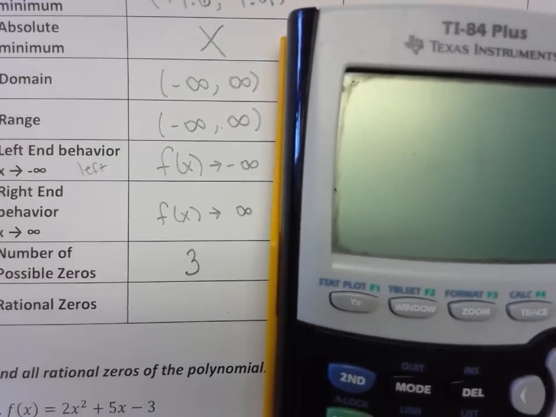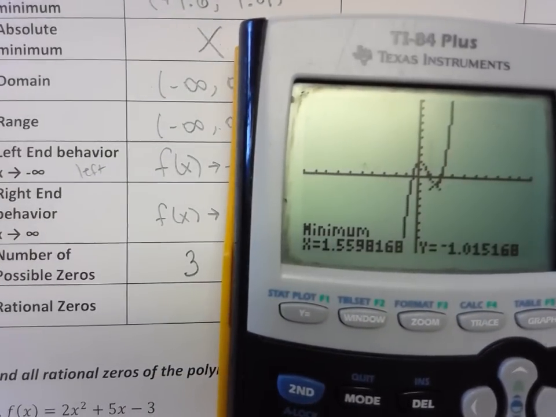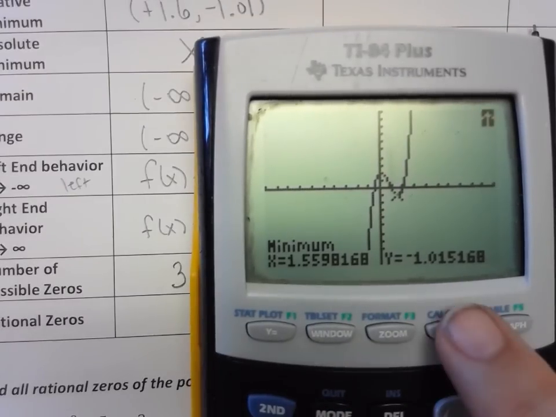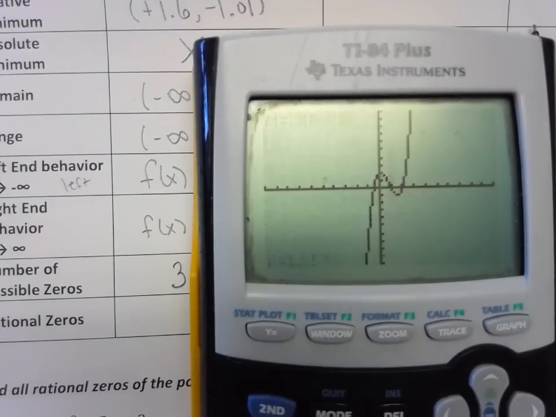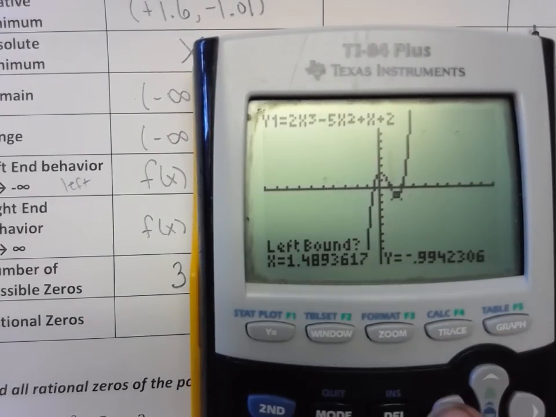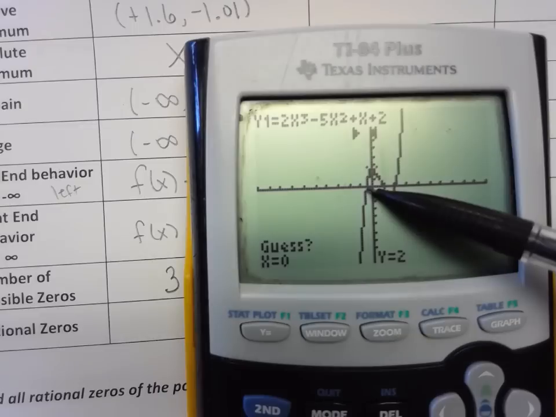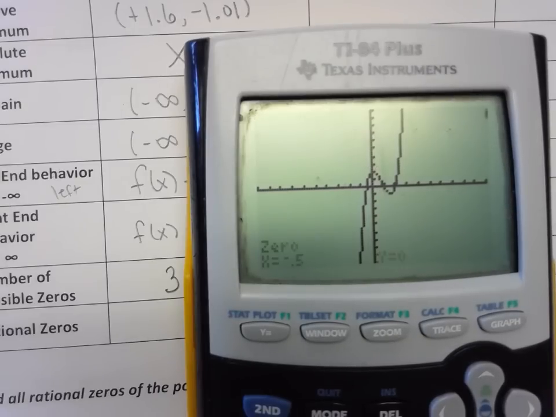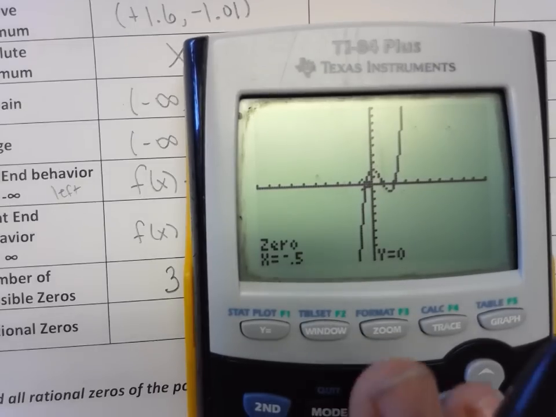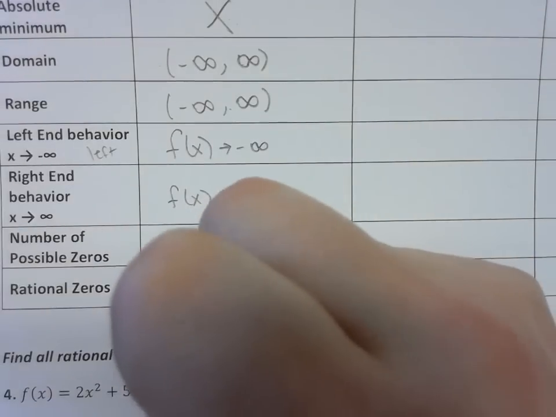So to find our zeros: second trace, 2 for zeros, left bound. If I'm trying to find this one over here, it's about right here, so I'm going to choose -1. -1 is definitely to the left, and 0 is definitely to the right. Notice that I'm looking at this point right here. Enter to guess. We have a zero at x equals -0.5.